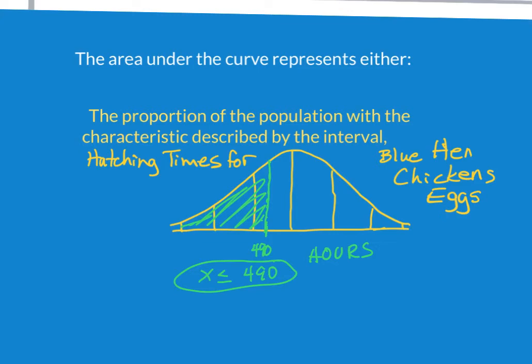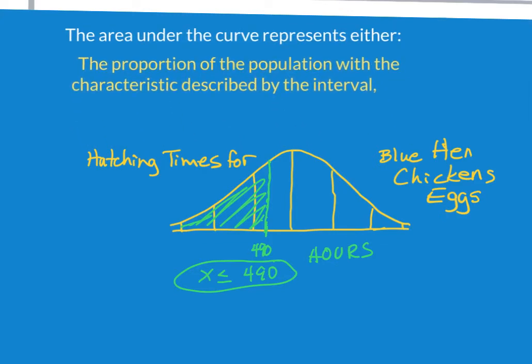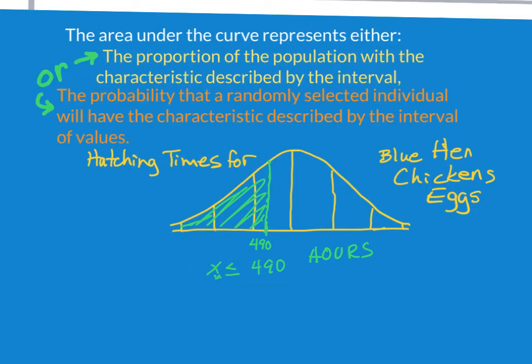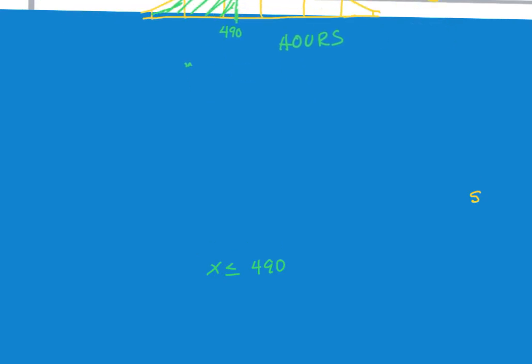Let me make a little bit of room here. Because there is another thing it could represent. It could represent the probability that a randomly selected individual will have the characteristics described by the interval of values. In other words, if you have a whole bunch of blue hen chickens' eggs and you randomly select one, this area represents the probability that it will hatch in less than 490 hours. Okay, let's move this out of the way and clear up the rest of it.